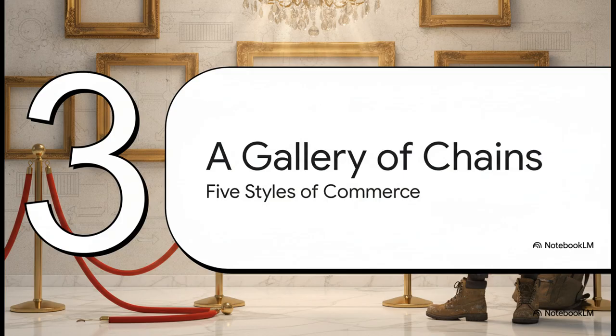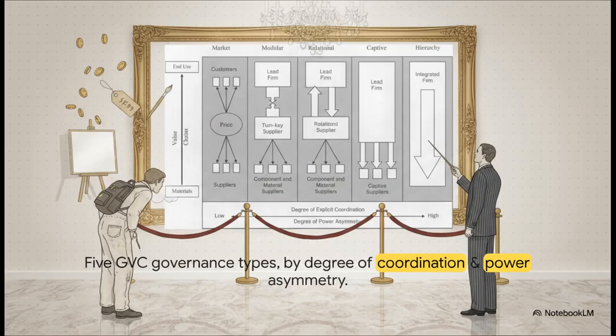Here in this hall, we have a diagram that illustrates the 5 primary styles or governance models that companies use to organize these global value chains. Now, I want you to direct your attention to how this piece is arranged. Notice the x-axis down at the bottom, degree of explicit coordination and degree of power asymmetry. We're going to begin over on the far left with the simplest form, the market relationship. Here, the connection between a buyer and a supplier is based on one thing and one thing only, price. It's a simple transaction, like buying a stock canvas from an art supply shop.